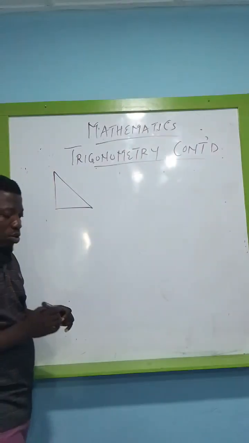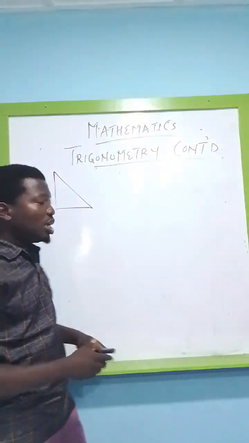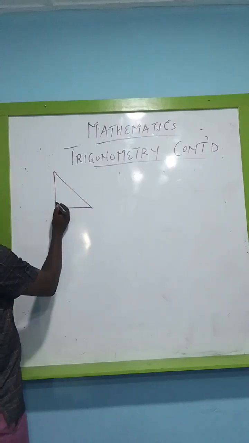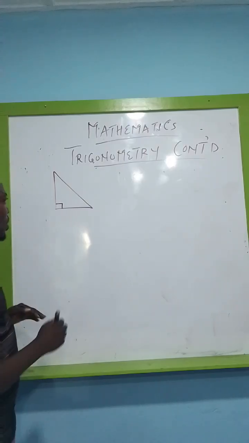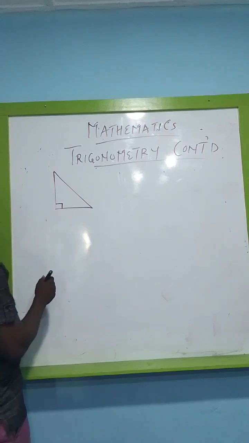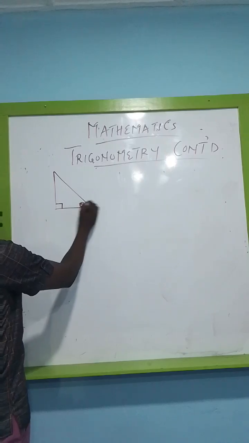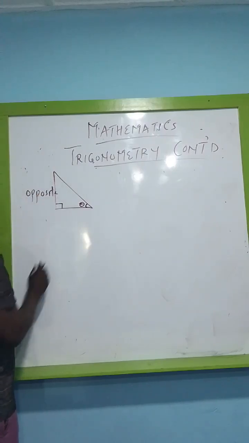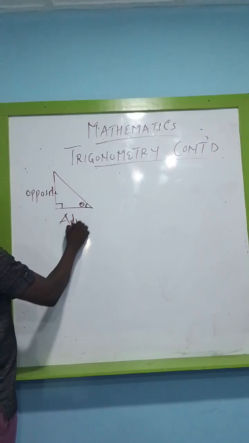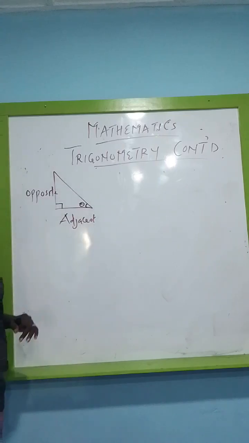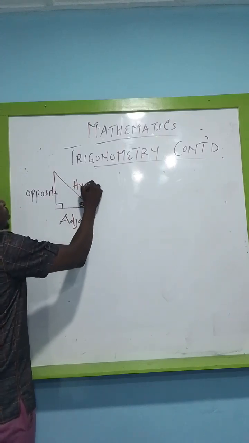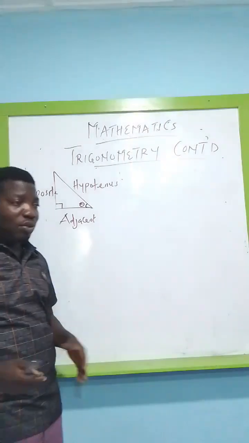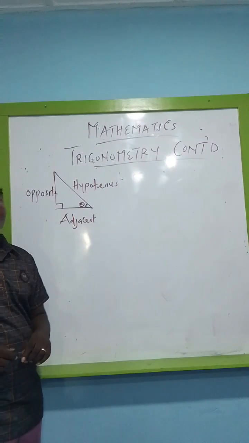I said the right angle triangle has 3 sides and 3 angles, but one of the angles is known to be 90 degrees. As I have something like this, it means it is 90 degrees. Then the 3 sides of a triangle are labeled based on the side this angle faces. If it's facing this side, we call this the opposite. We call the other side here the adjacent. And we call this side, which is constant, the hypotenuse. I'm going to talk about sides today. Next class we'll be talking about angles.